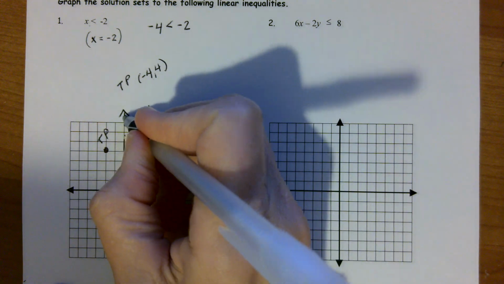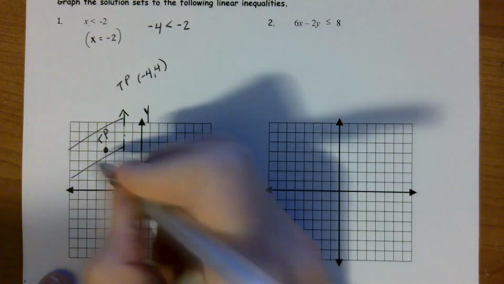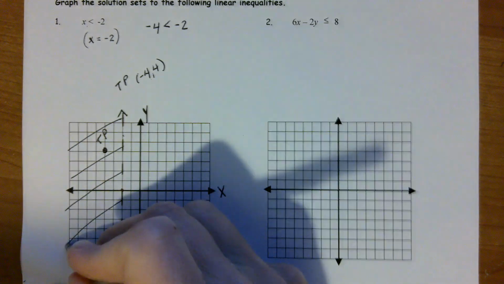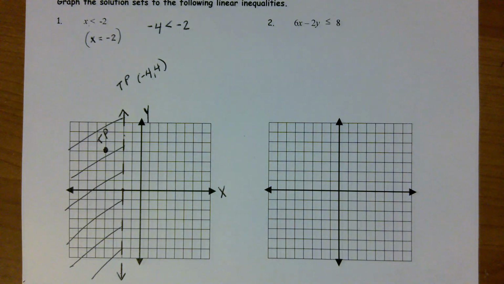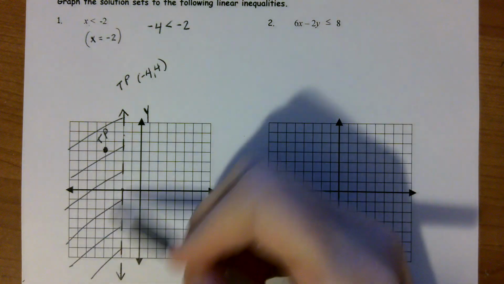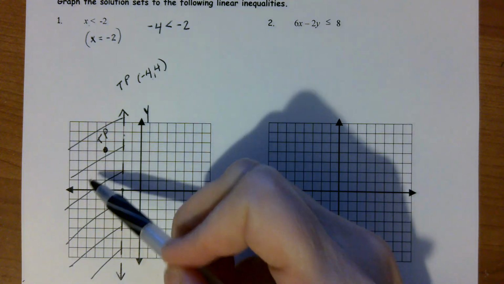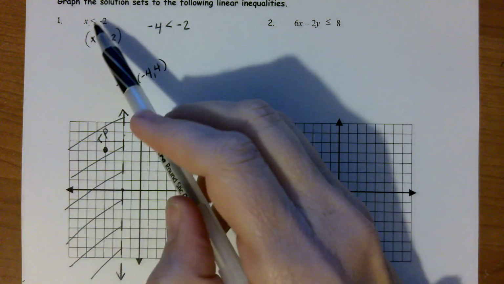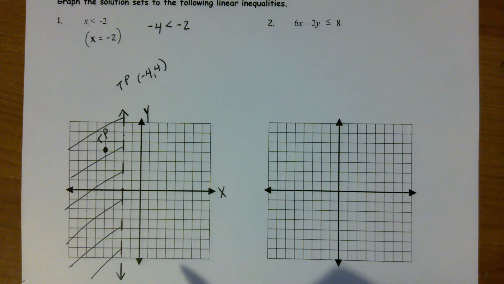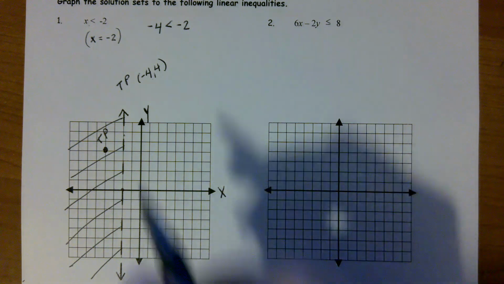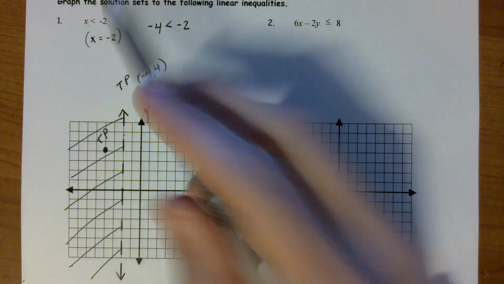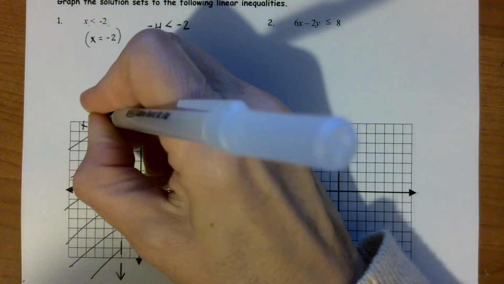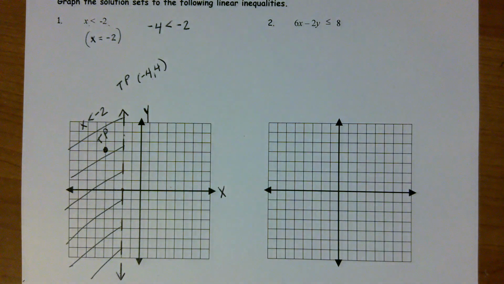So if you go to the boundary line and you just start drawing at a slant, you are going to cover the rest of this plane. What that's telling somebody is that every single point in this shaded region will make this inequality true. The last thing that we do is label this shaded part with your original inequality. So that's x is less than -2. And you have just graphed your first inequality.